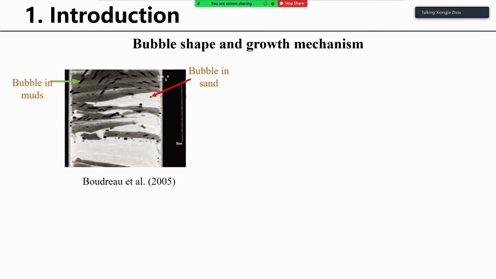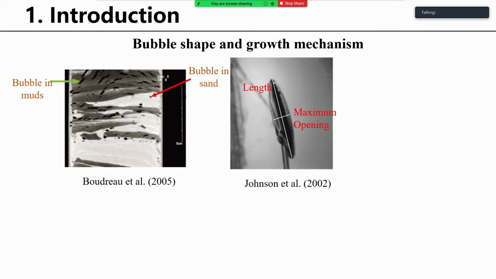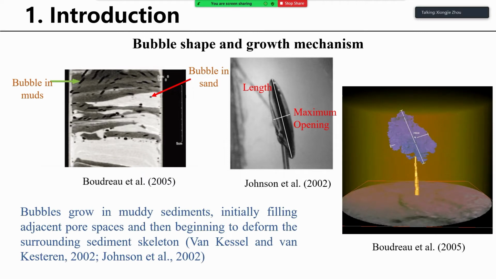And these bubbles in mud can be approximated by oblate spheres. The experiment on bubble injection here in gelatin, a muddy sediment surrogate, shows larger elliptic bubbles. So how does this bubble grow? For instance, this is an experiment on bubble growth within the sediment.